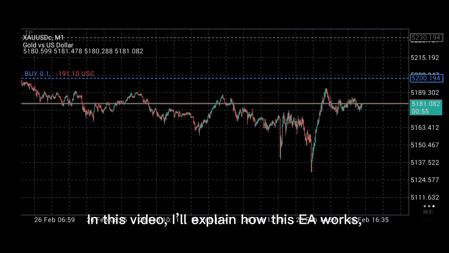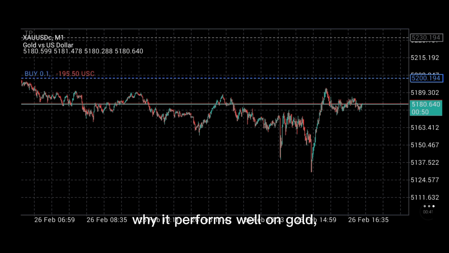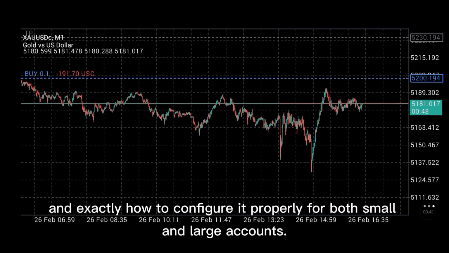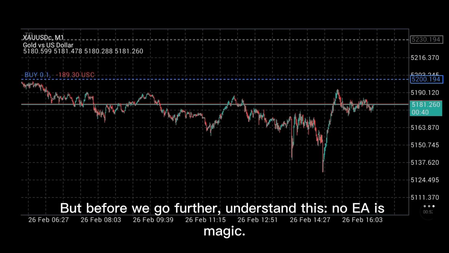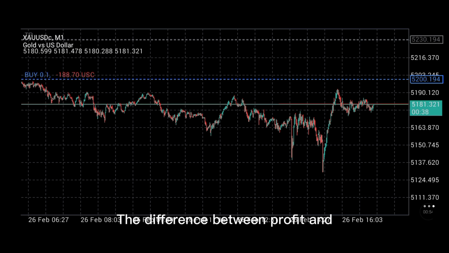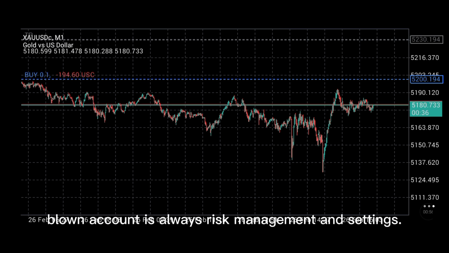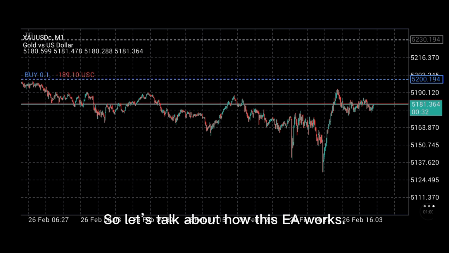In this video, I'll explain how this EA works, why it performs well on gold, and exactly how to configure it properly for both small and large accounts. But before we go further, understand this: no EA is magic. The difference between profit and blown account is always risk management and settings. So let's talk about how this EA works.